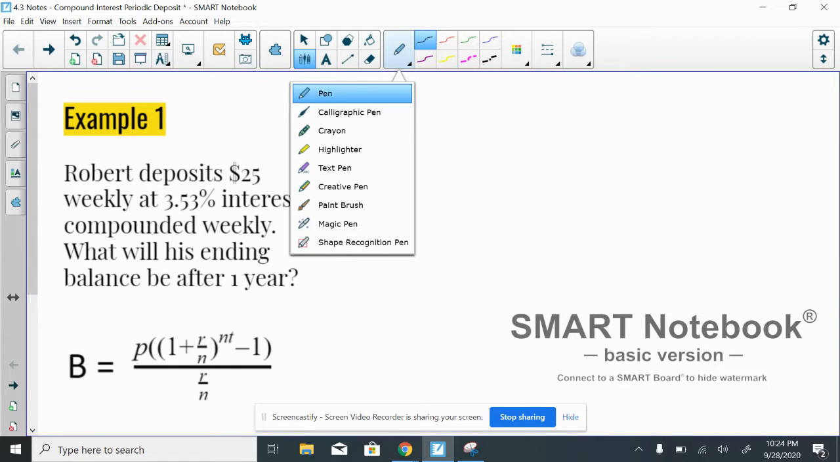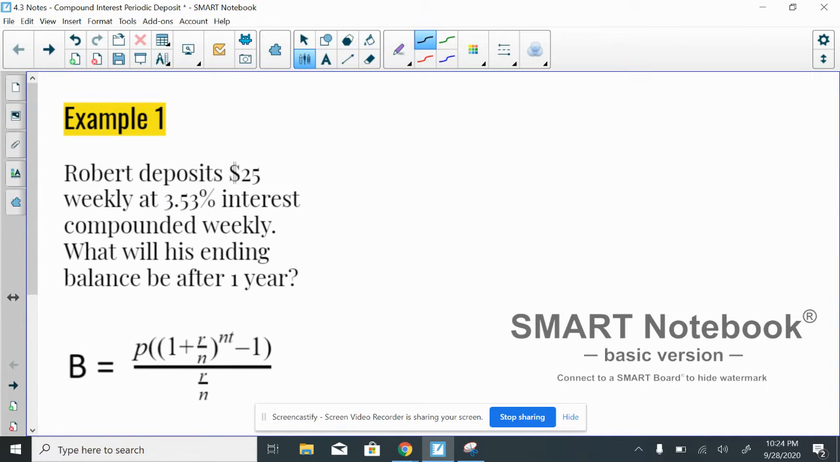Today we're going to take a look at this periodic deposit question. You guys, it looks really ugly when you look at that ugly formula at the bottom, but it's really all the same stuff. There's still a principal value, there's still a rate, there's still an end value, there's still a time value. It's all the same stuff, it's just plugged into a different formula.